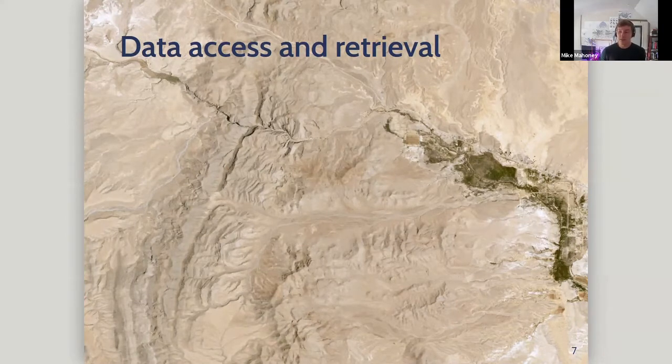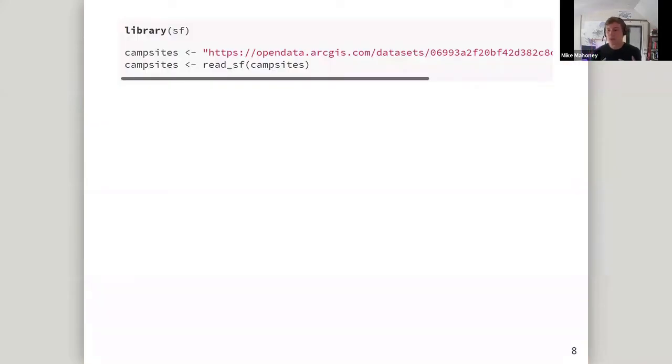From the user's perspective, you should only need to specify the area of interest you want data for and what types of data you're looking to download. So say, for instance, you have some vector geometry. Here I'm going to read into R a GeoJSON file of campsites out in Bryce Canyon National Park in Utah, and I'm going to read those directly into R as an SF object.